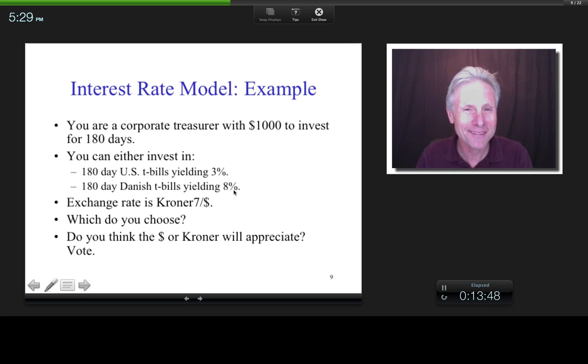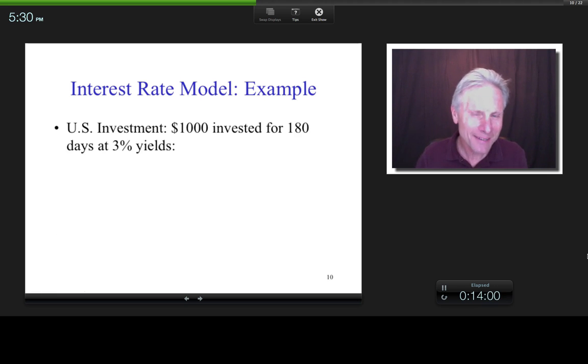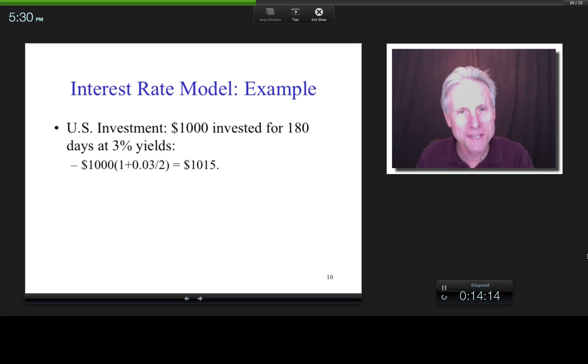That's what I would have voted if I'd been where you're sitting right now. But it turns out that's not going to be the case. Based on this, it turns out that the krona is expected to depreciate, and we'll see why. So let's get into this example. So let's say you invest in the US T-bill. So $1,000, 180 days, 3%. This is time value of money stuff. I'm not going to reteach it, and if you want to get solid with time value of money, you can look at, I think it's lecture 2 in my corporate finance series.